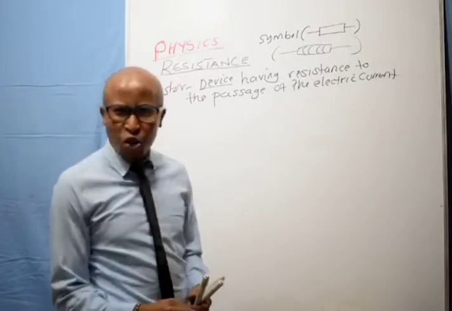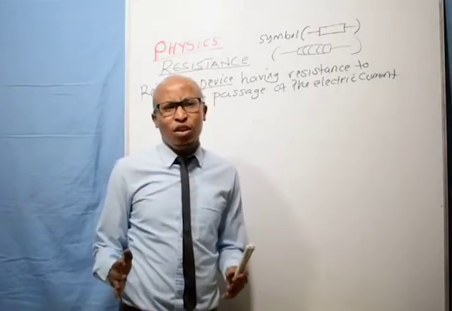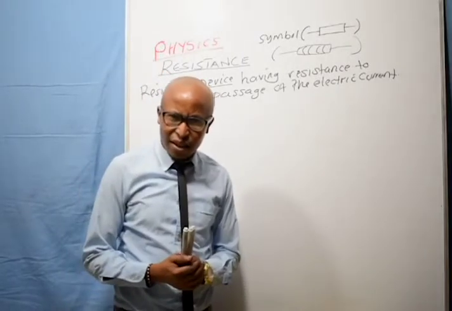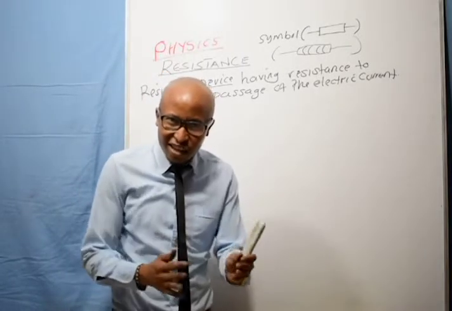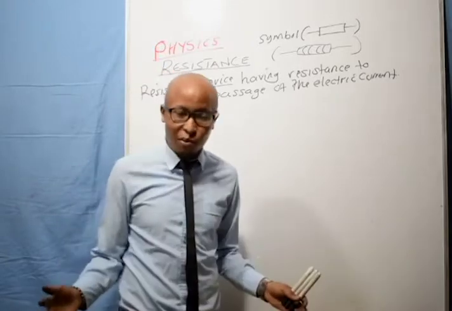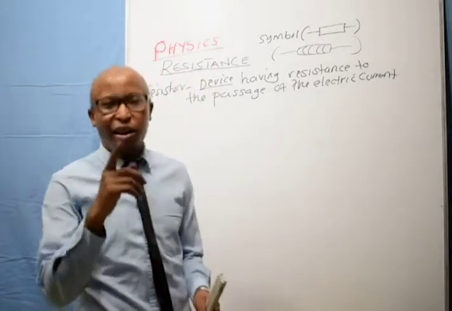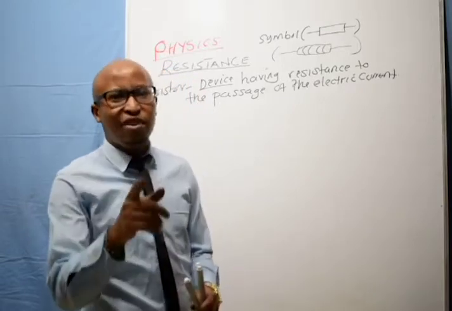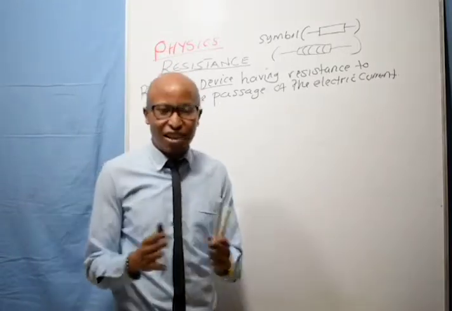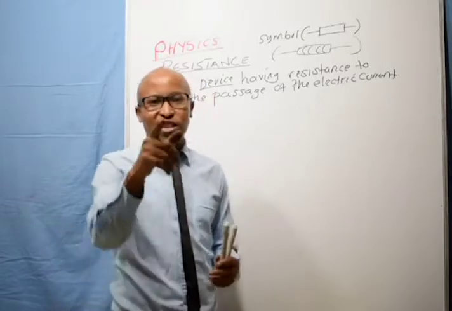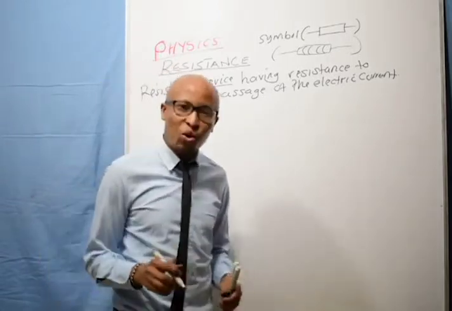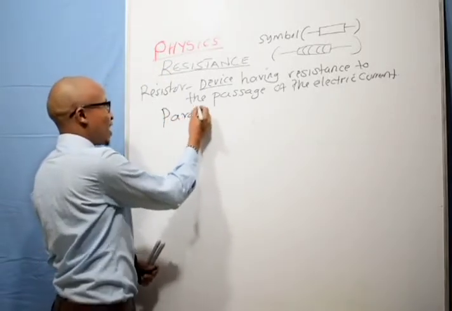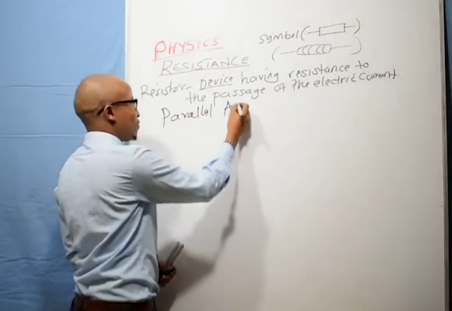Now, you can have several resistors. Maybe you can be told, can you arrange the resistors in parallel form? So that's where we start now. In the previous lesson, we discussed the series arrangement. So right now, I want to go direct to the parallel arrangement.